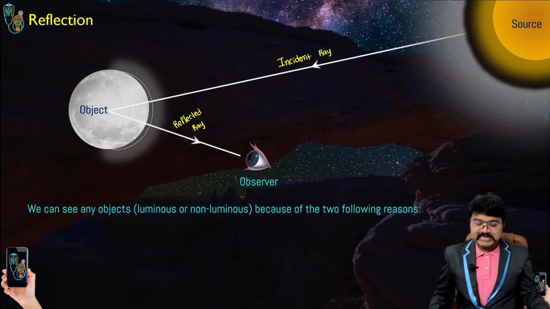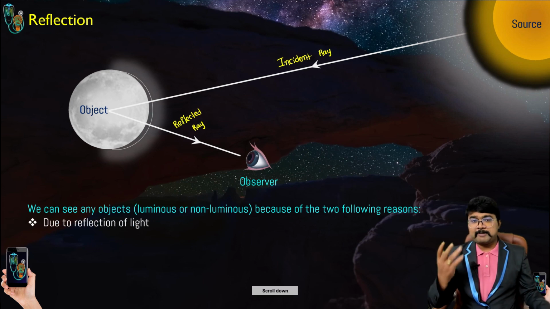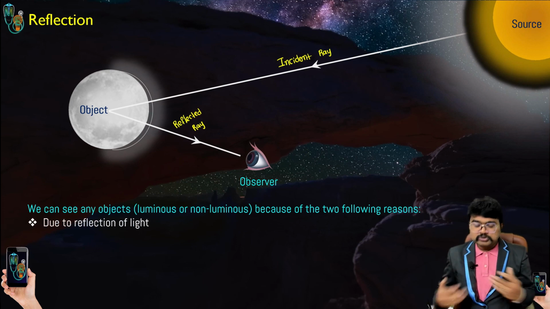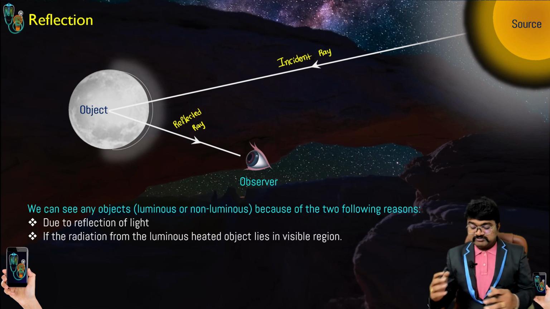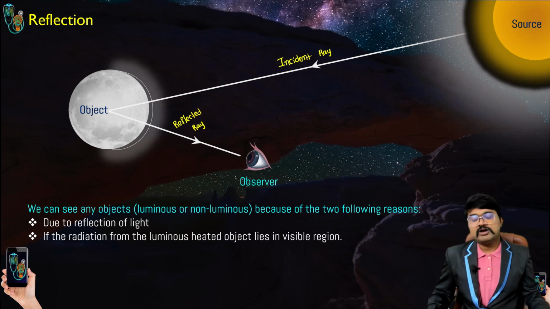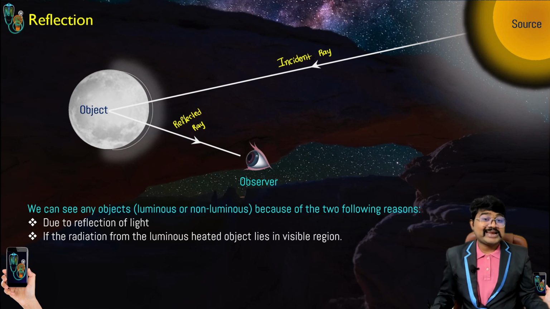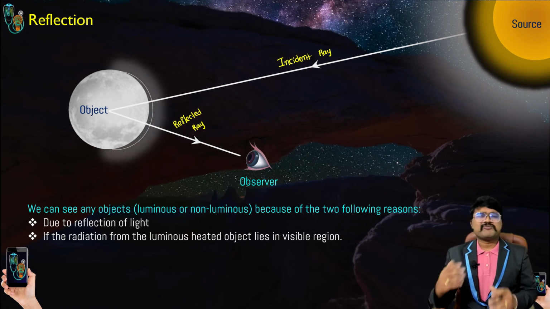See this, we can see any object, whether it is a luminous object or a non-luminous object, because of the following reasons. The main reason is reflection. Due to reflection of light, and if the radiation from a luminous heated object lies in the visible region. Every body emits radiation; if that radiation is within the visible region, you are able to see the objects. That part we can discuss in the chapter on radiation. Okay, so for the time being, we need to talk about reflection.